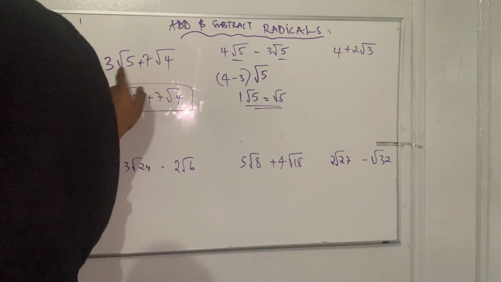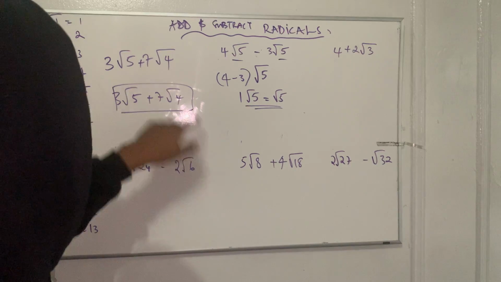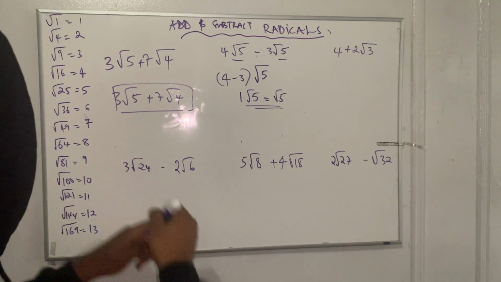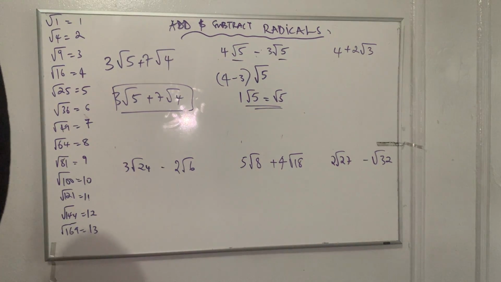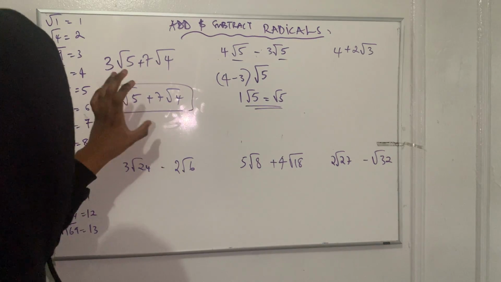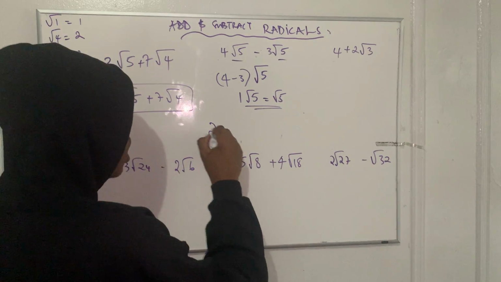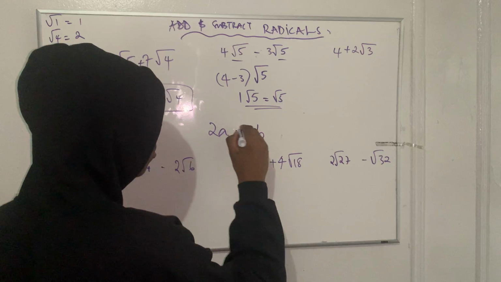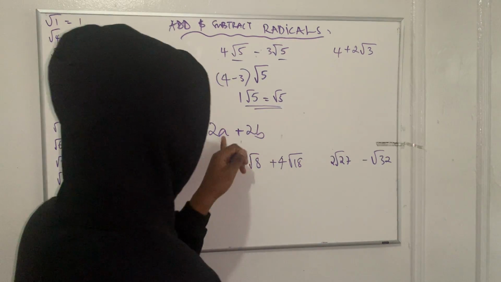They are not like terms. The radicals are not like terms. So I cannot add it. Neither, if it was subtraction, can I subtract it. So this is the final answer I'm going to keep. Just like the way you know how to add 2a plus 2b, you know you cannot add this because they are not like terms.